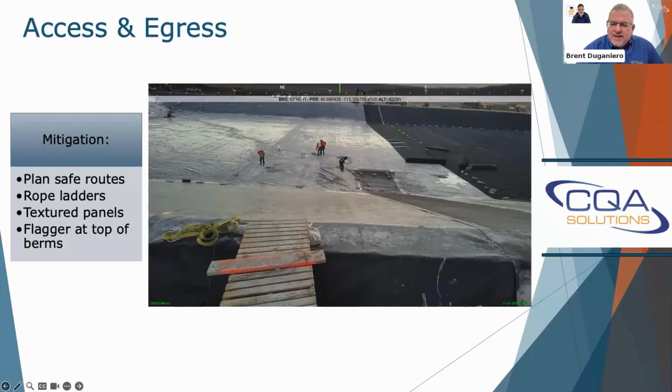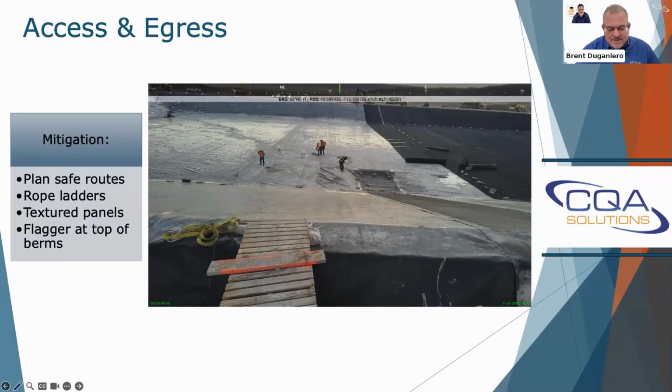Some cells or ponds might be designed even with smooth liner. Every so often there might be the design of a textured geomembrane panel going down in there. What you can see in this photo here, we have a textured panel. This is just a temporary panel. It's going down that slope so folks can come in and out easily.